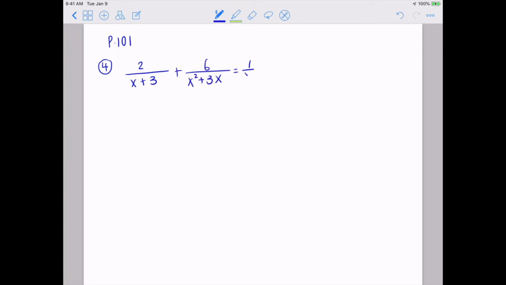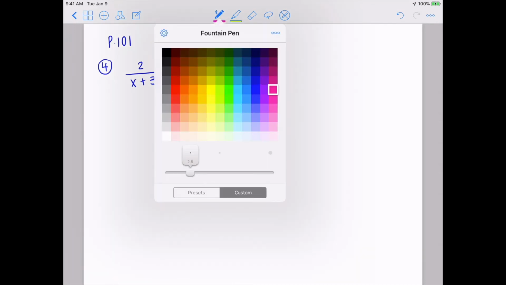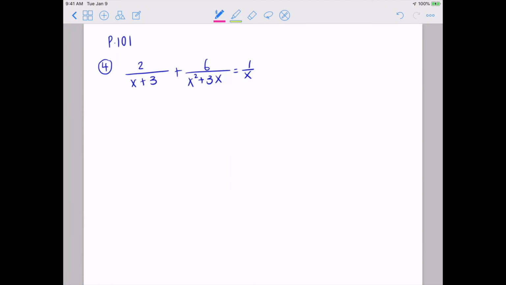This is your question. And then later I'm going to do number 6. Okay, so before the equal sign, we have to make it into one fraction first. X plus 3, it's good to go. X squared plus 3x, I'm going to take out the x and make it x plus 3.